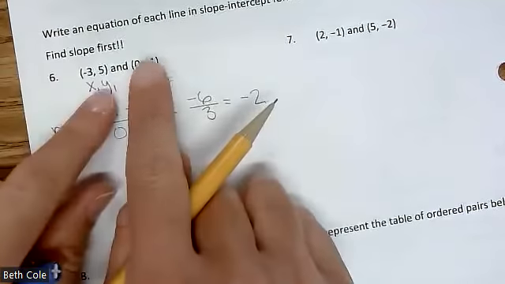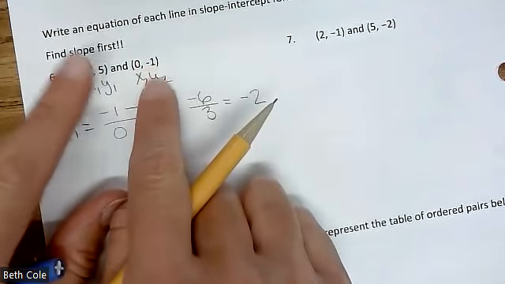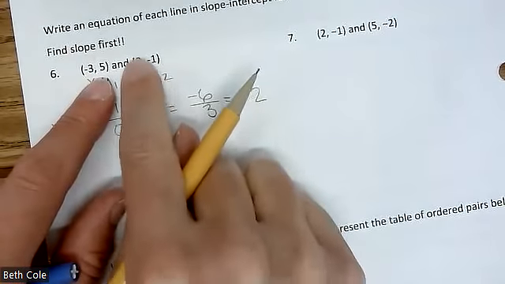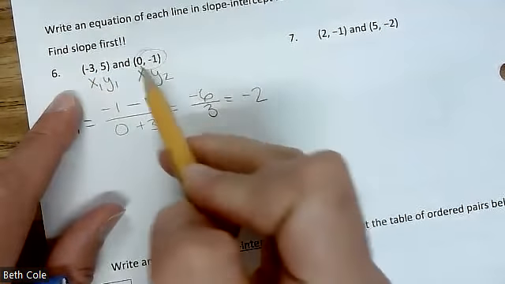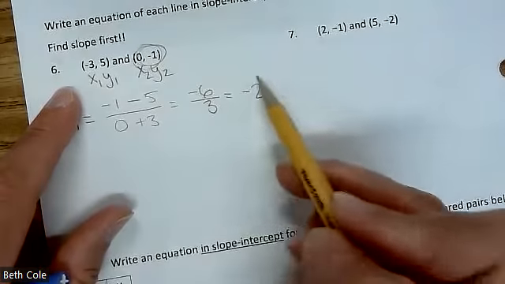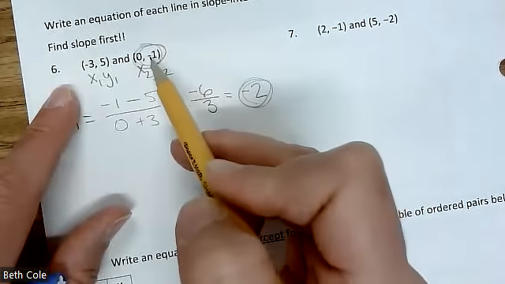What do you notice about these points? One of them is a particular point. Do you see this one? 0, -1. What is that? That's your y-intercept. So look, we have our slope, we have our y-intercept.